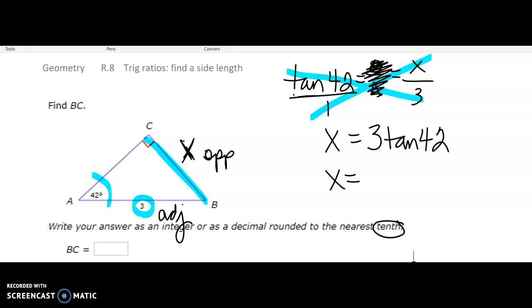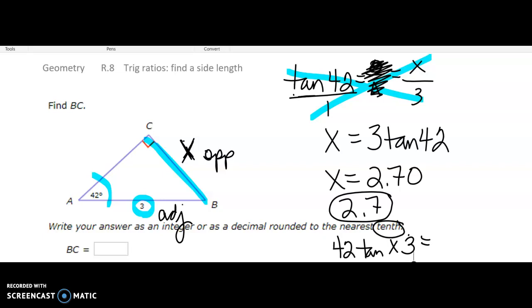If you're just using your calculator, it'd be 3 tangent 42, 2.70, and we're rounding to the nearest tenth. So 2.7, because the 0 doesn't change the 7. Now, if you're using your phone, you would put 42, then hit the tangent button, and then times 3 equals, and you will get 2.7.